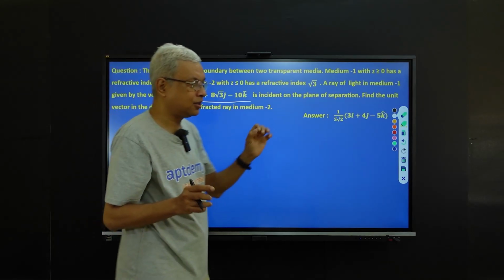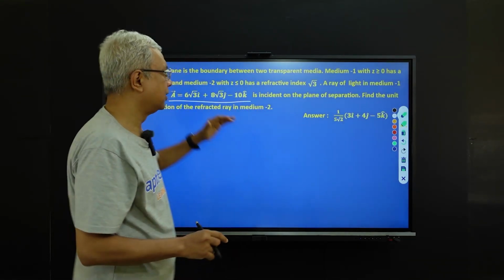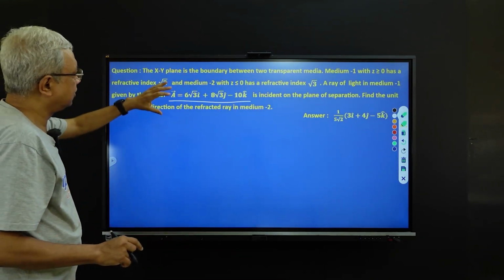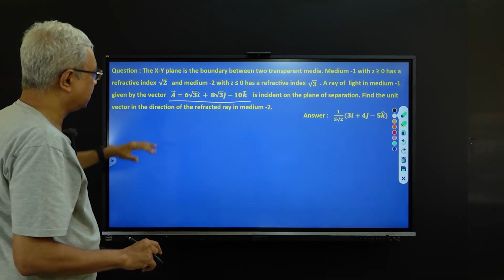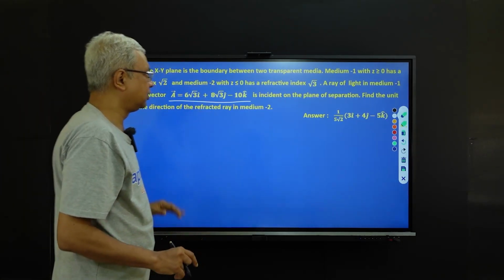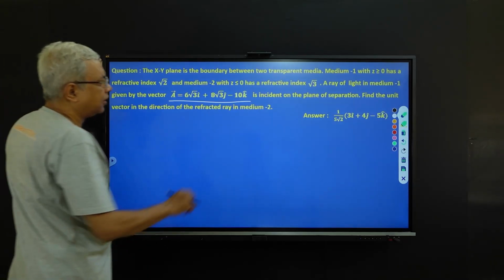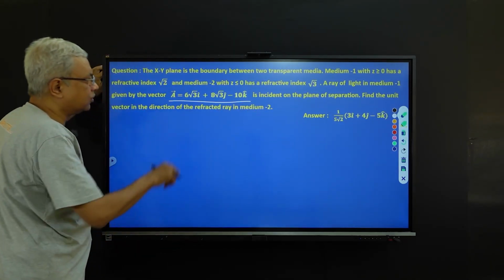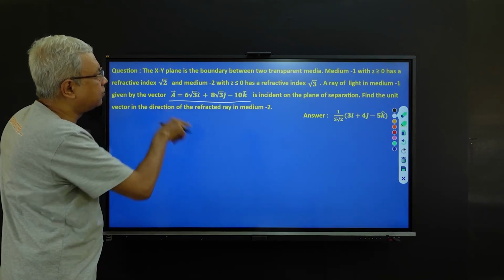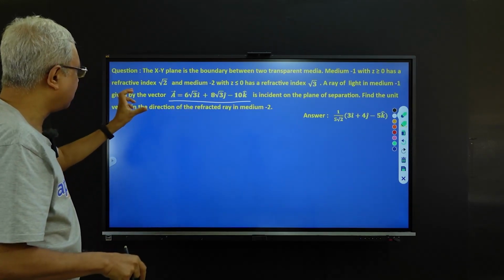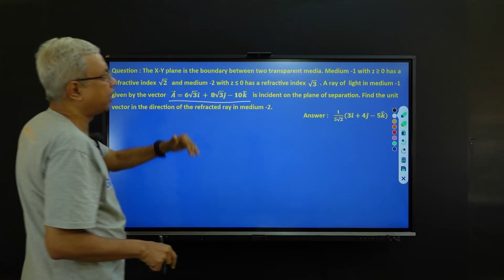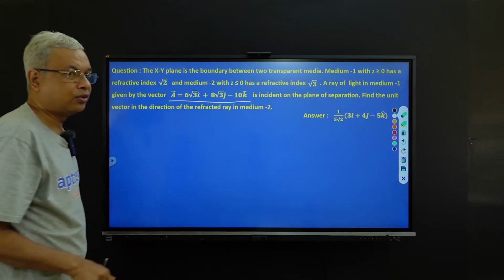So, a ray of light is represented by a vector. The incident ray vector is given. Refractive indices are provided. Then, what is the vector along the refracted ray that is to be determined? What is the unit vector along the refracted ray that is to be found out?